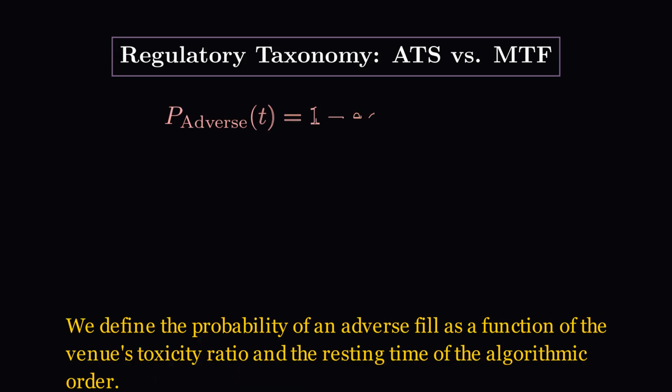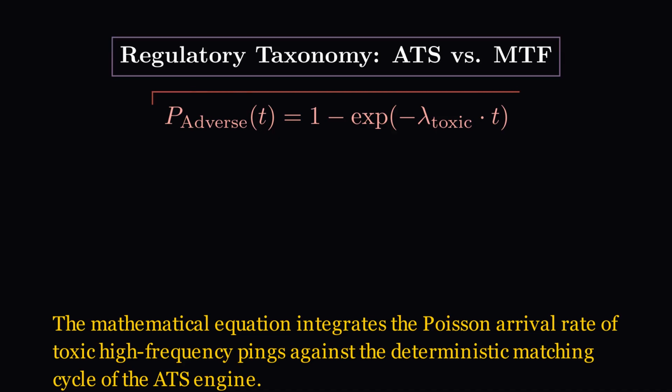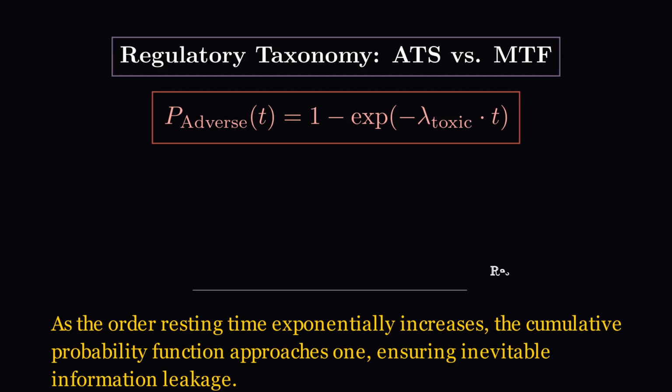We define the probability of an adverse fill as a function of the venue's toxicity ratio and the resting time of the algorithmic order. The mathematical equation integrates the Poisson arrival rate of toxic high-frequency pings against the deterministic matching cycle of the ATS engine. As the order resting time exponentially increases, the cumulative probability function approaches 1, ensuring inevitable information leakage.